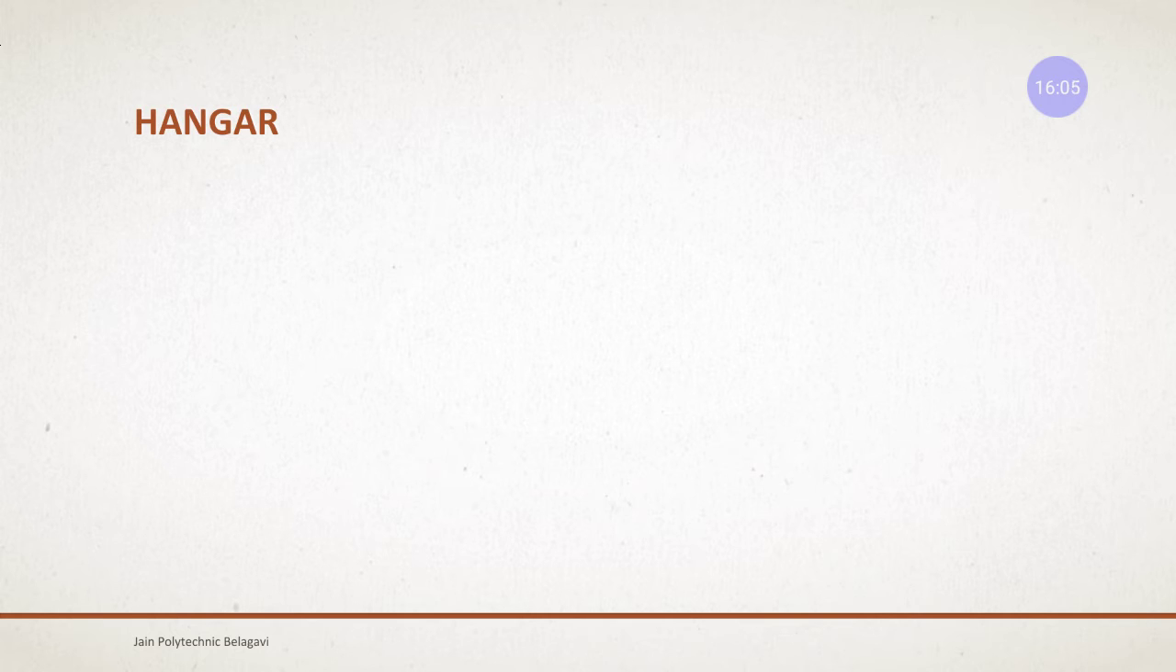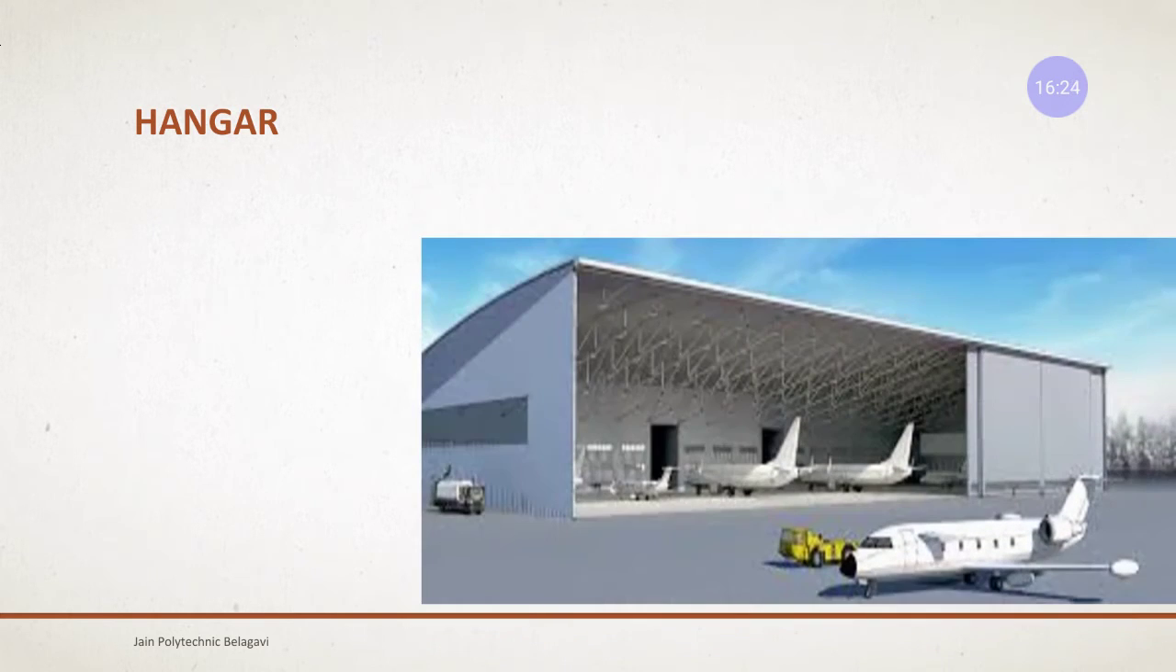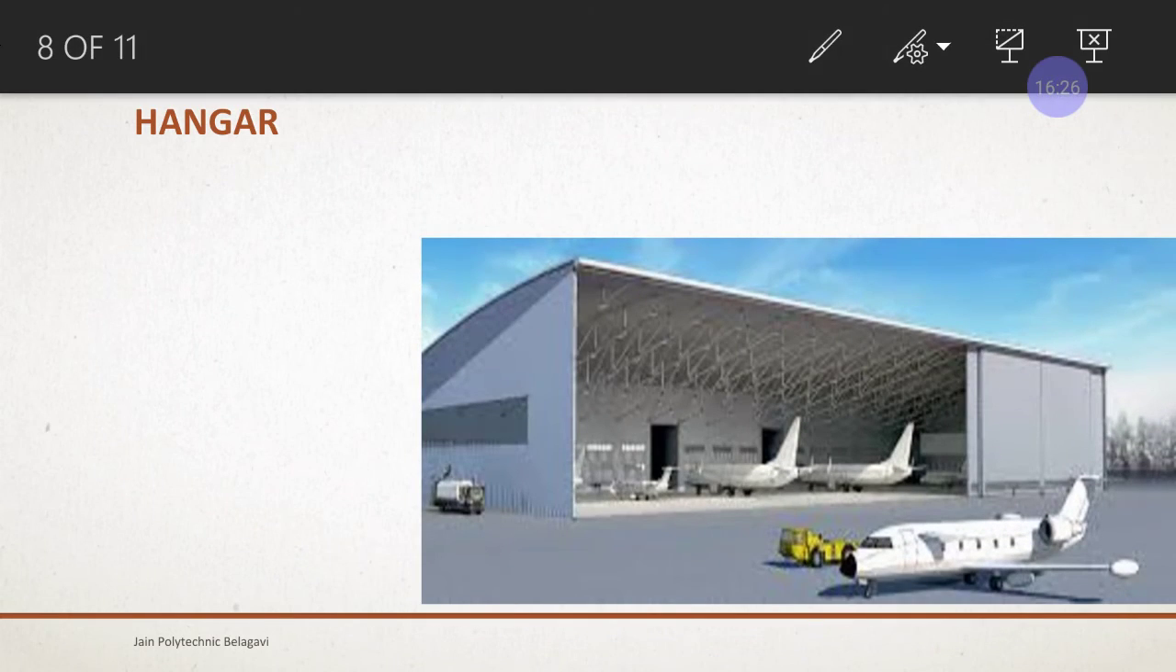So it is a large shed in which the aircrafts will be maintained, serviced, and repair works will be carried out. It will be in the airport itself. That is important: it is not outside the airport, it is inside the airport itself. You can see here the aircrafts are taken into the hangar. This is what a hangar is.